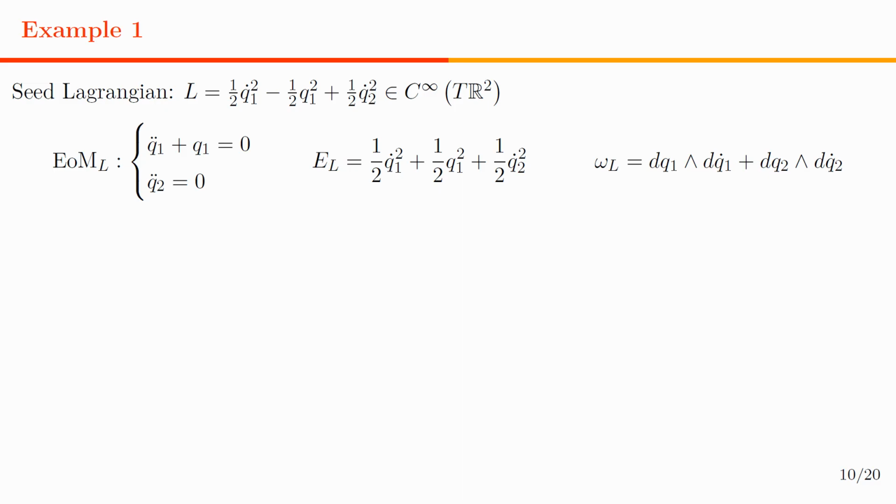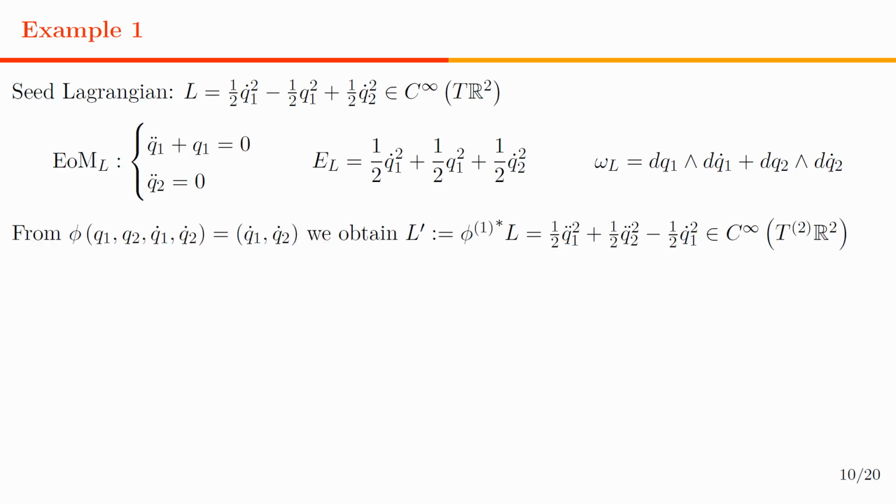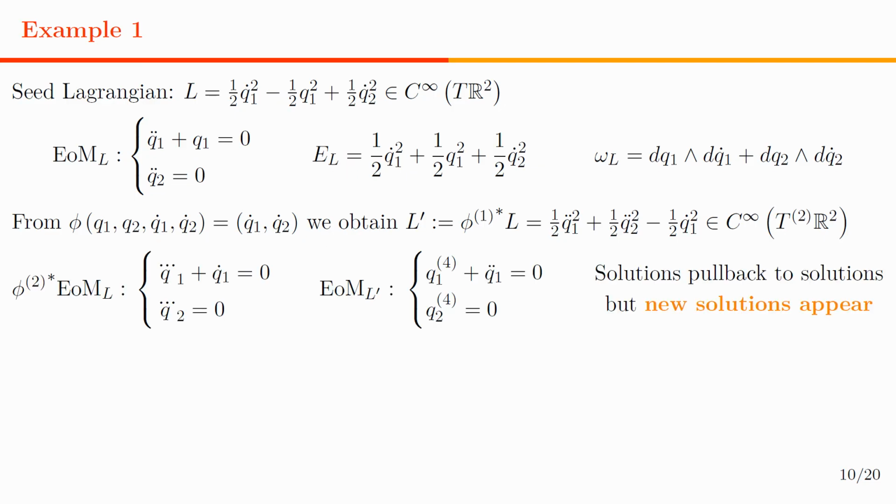Let's start with an example: harmonic oscillator plus free particle. The configuration space is R2. We can compute equations of motion, energy, and two-form associated to this Lagrangian. We now consider the following disformal transformation, and we obtain a Lagrangian L prime, which is a second order regular Lagrangian. The first question we may ask ourselves is whether the equations of motion associated to this Lagrangian are simply given by the pullback of the original equations of motion. And this is not the case.